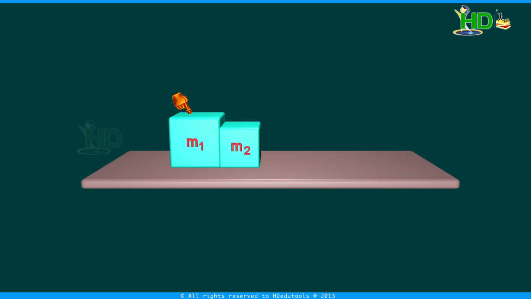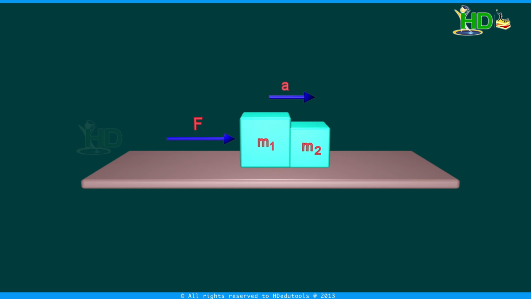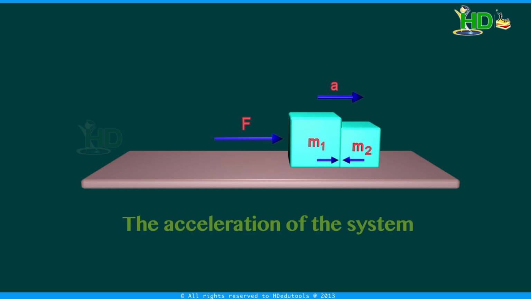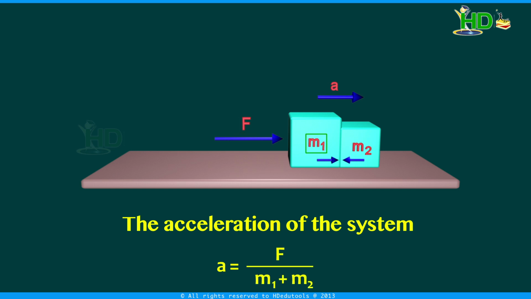If a mass m1 and mass m2 are placed together, as I was saying in the figure, and a force F is applied on m1. Due to this force, if both the masses together move with acceleration a, then the acceleration of the system is a equal to force by mass, that is F by m1 plus m2.